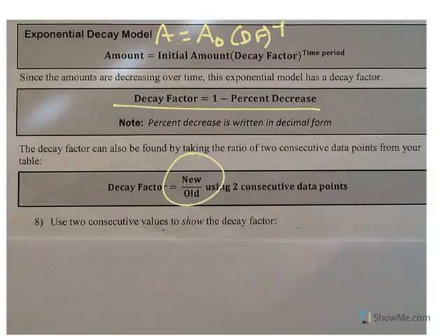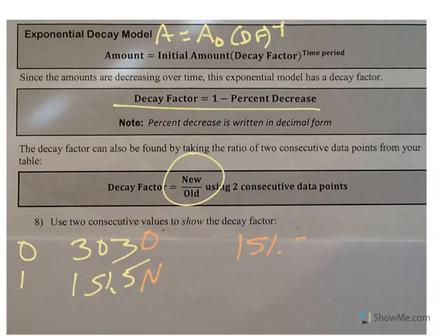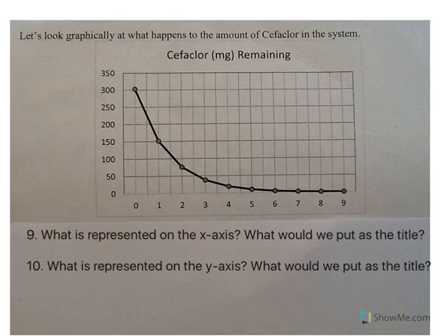And new divided by old still gives you your decay factor. So if we want to use two consecutive factors, I'm just going to use the first two. Initially we were at 303. After the first hour, we're at 151.5. So that would make this new and this old. So 151.5 over 303 gives me 0.5, and there's my decay factor. You'll notice that decay factors are less than 1, and growth factors are greater than 1, because you're multiplying.